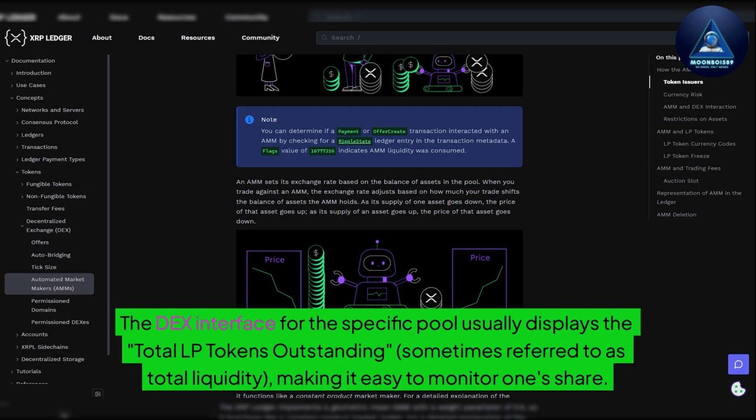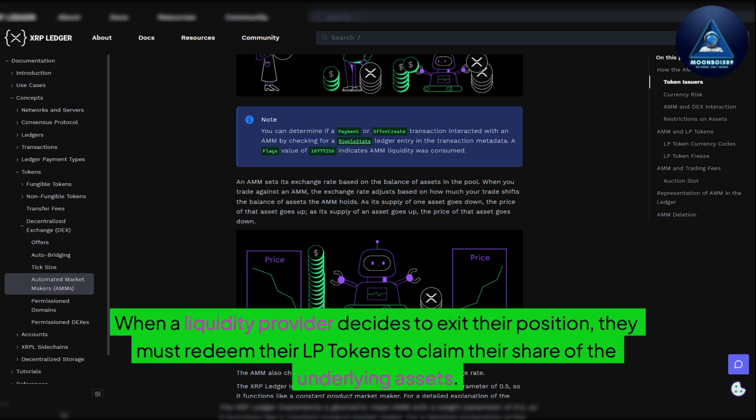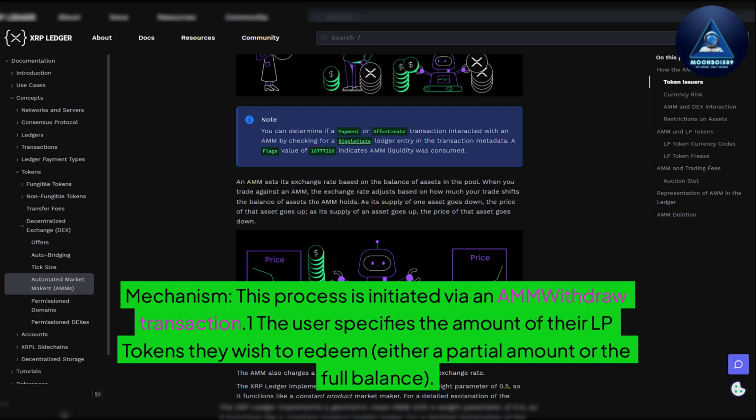5.3. The withdrawal process. Redeeming LP tokens, AMMWithdraw. When a liquidity provider decides to exit their position, they must redeem their LP tokens to claim their share of the underlying assets. Mechanism. This process is initiated via an AMMWithdraw transaction. The user specifies the amount of their LP tokens they wish to redeem, either a partial amount or the full balance. Execution. The interface will construct the AMMWithdraw transaction, which is then signed by the user's wallet.